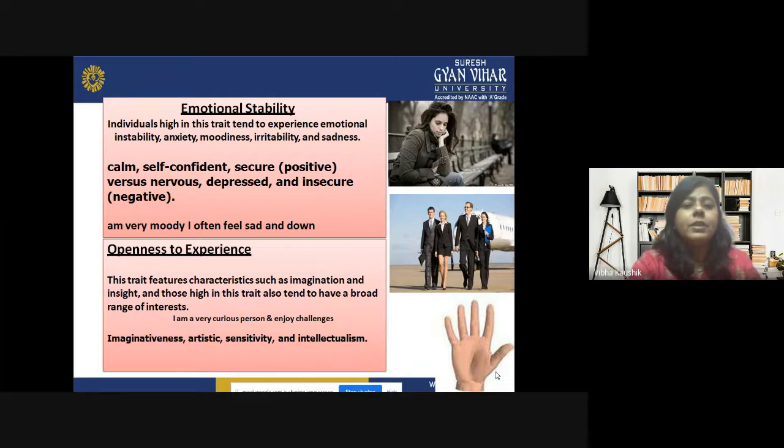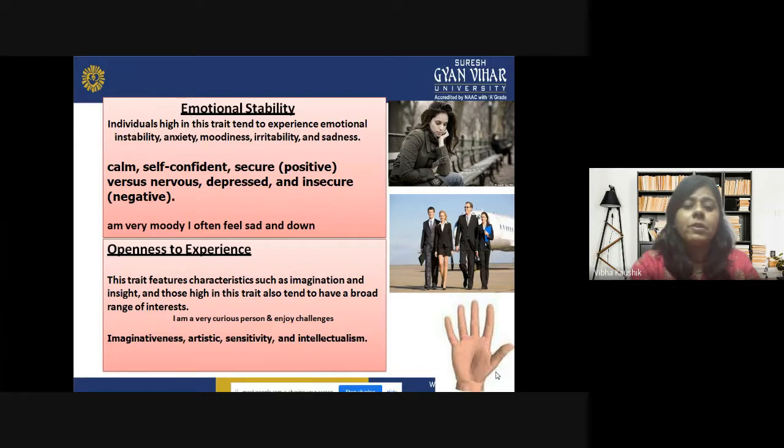Emotional stability. Individuals high in neuroticism tend to experience emotional instability, anxiety, moodiness, irritability, and sadness. Calm, self-confident, secure, positive versus nervous, depressed, and insecure, negative. I am very moody, I often feel sad and down.